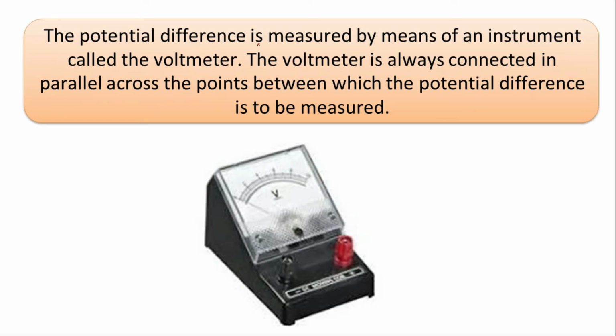The potential difference is measured by means of an instrument called a voltmeter. So if you want to find the potential difference between two ends of a conductor, you have to make use of a voltmeter. It will give you the exact potential difference between two ends of the conductor. The voltmeter is always connected in parallel across the points between which the potential difference is to be measured. So you have to remember that we have to connect our voltmeter in parallel between 2 points across which we have to measure the potential difference.